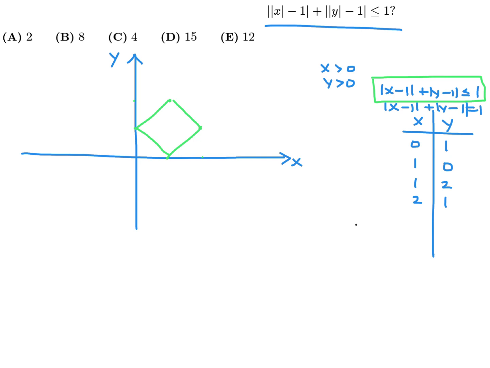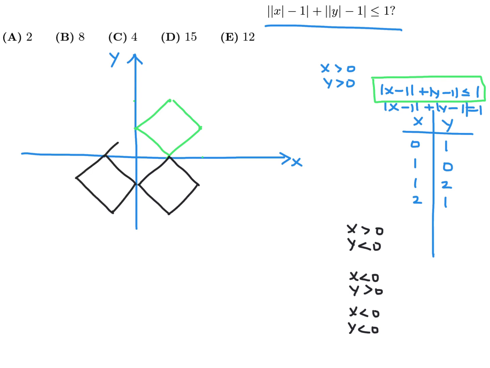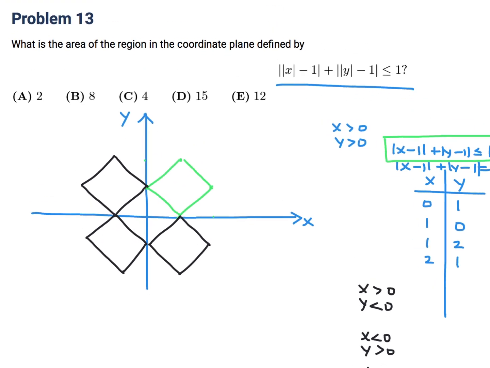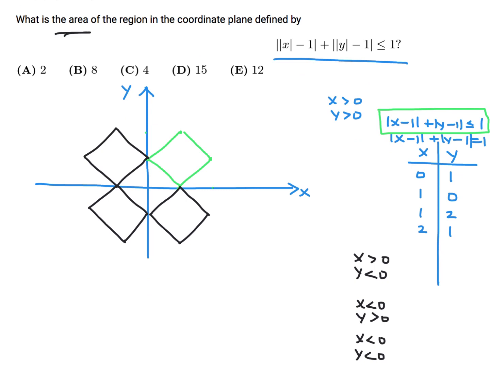The other 4 quadrants are x greater than 0, y less than 0. Then the other one would be x less than 0, y greater than 0, and then of course both of them less than 0. And when you do that, and I'll let you do that, it'll be exactly the same in terms of the shape. Very similar, it's just in a different quadrant. And what they want, I believe, is the total area. Okay, well, since they're exactly the same, we'll just calculate the area of that one and then multiply by 4.